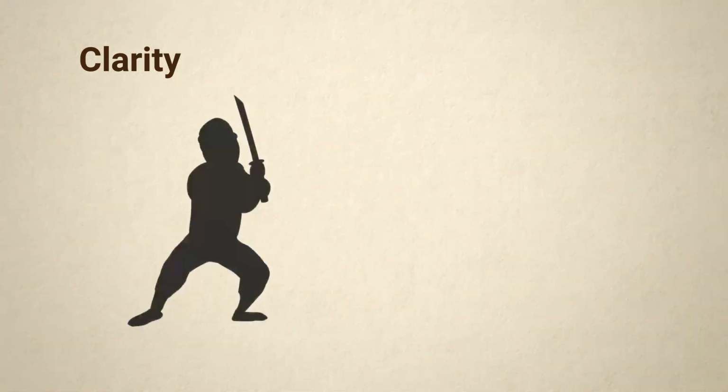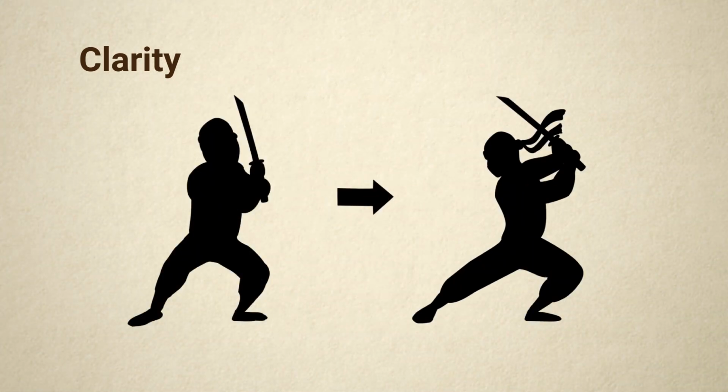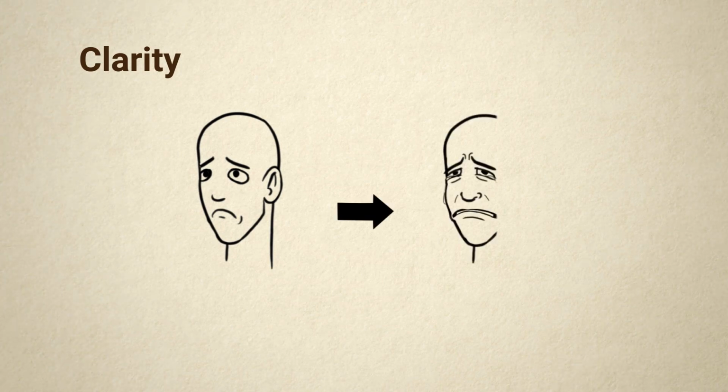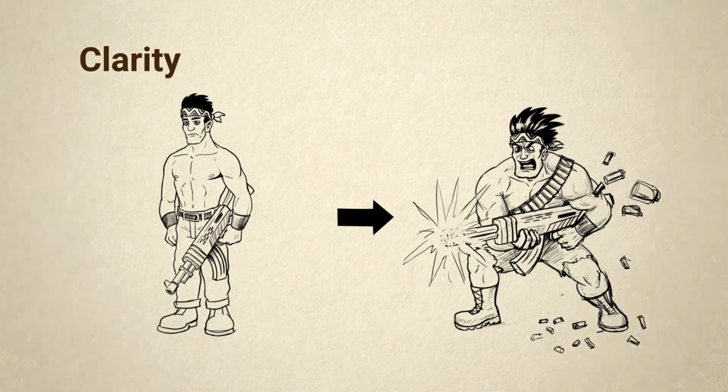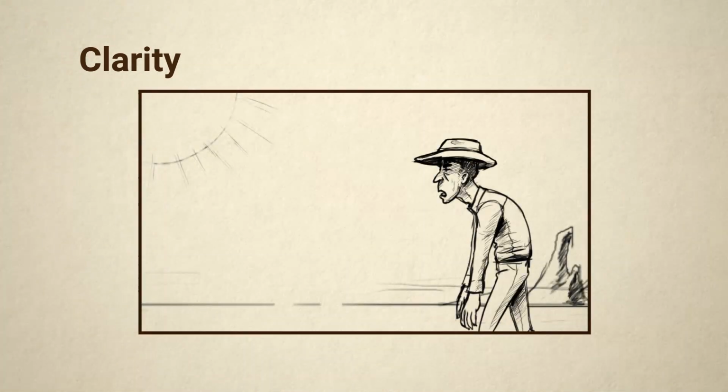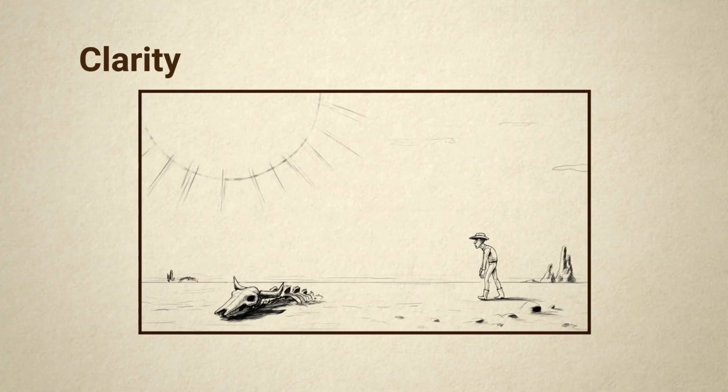In the video on the principle of staging, we talked about the importance of making poses and compositions as easy to understand as possible. Exaggeration is a great way to do this. You can exaggerate a pose to make the silhouette more clear. You can exaggerate an expression to make an emotion more clear. You can exaggerate a design and action to make personality more clear. Or you can exaggerate a composition to make a situation more clear.